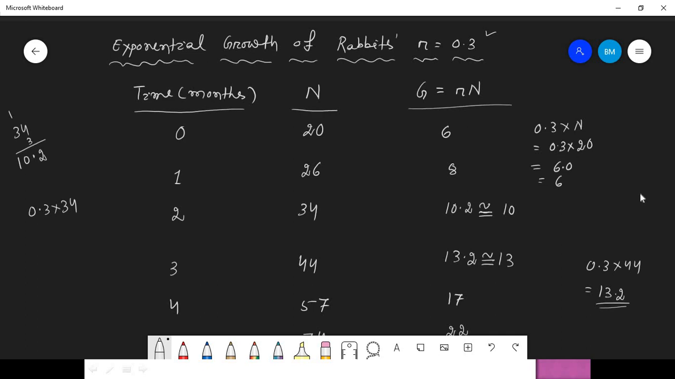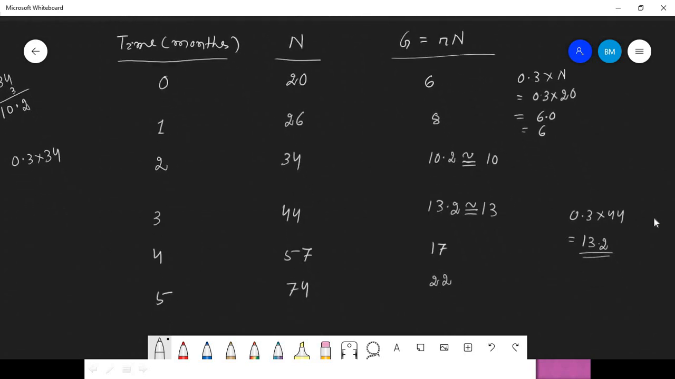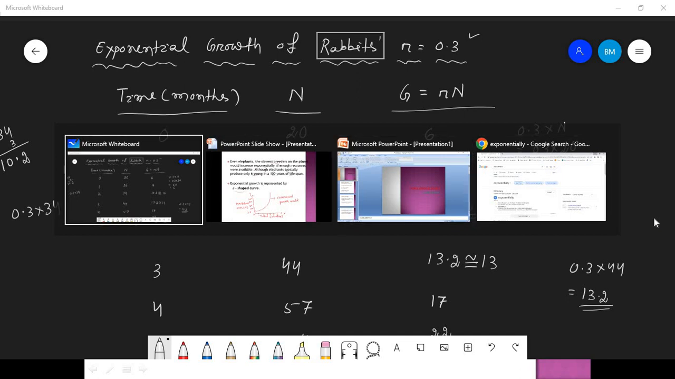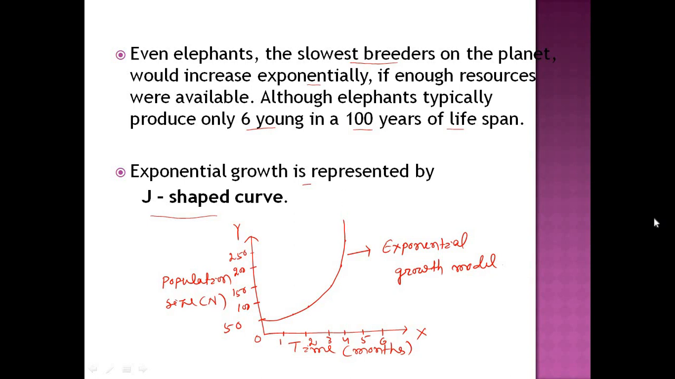This is how we can get the growth of the population. Where r is already mentioned, otherwise we find growth by multiplying r with capital N, which is the size of the population. In this way we find the exponential growth, or simply the growth, of the population. I hope it is clear now.